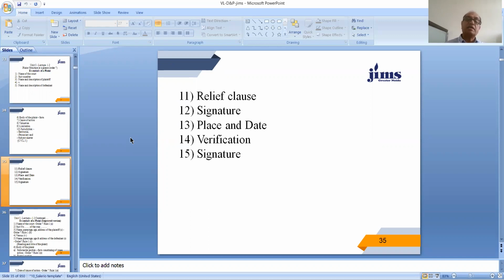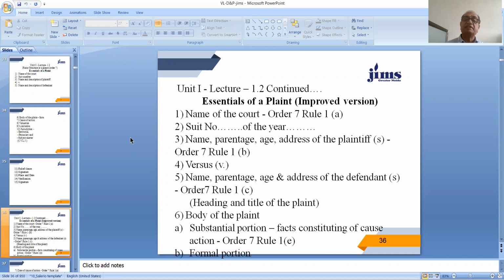So in a nutshell, these are the main 15 ingredients of a plaint. And if I talk about the improved version of the same, then the name of the court is to be mentioned according to Order 7 Rule 1. Then you write down suit number dash dash of the year. The year you know, so you can write down 2017 or 2021 as the case may be. But the suit number you do not know, so you will leave it blank.